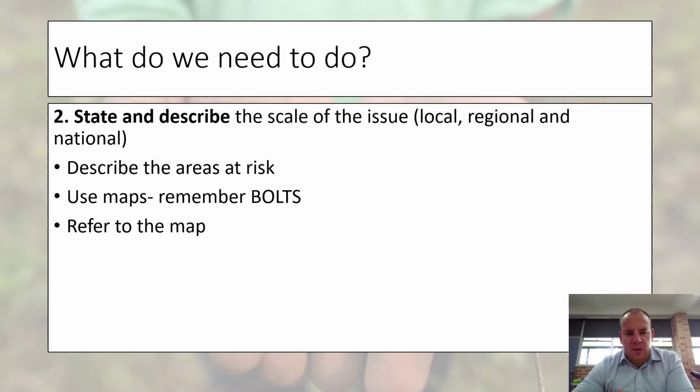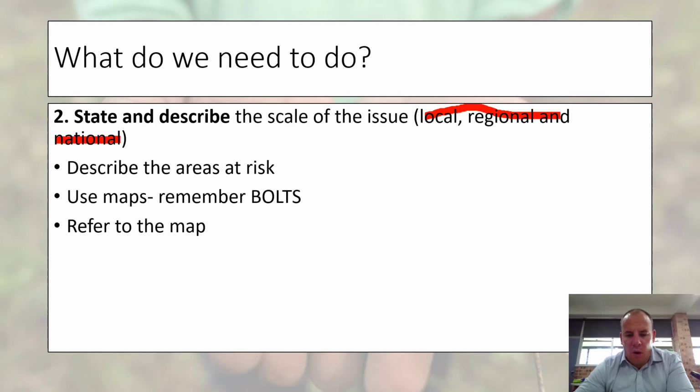Number two, we've got to state and describe the scale of the issue. So this is where you've got to describe the areas at risk. So obviously we're looking at the Central Coast, so the issue can be local. You might want to talk about a specific suburb that was affected by the rainfall, so that would be local. And then obviously regional is the Central Coast. And then you might want to talk about it being a national issue because we had lots of rain coming in from different parts of Australia. So that's what we mean by scale. We talk about scale on a local, regional and national scale.